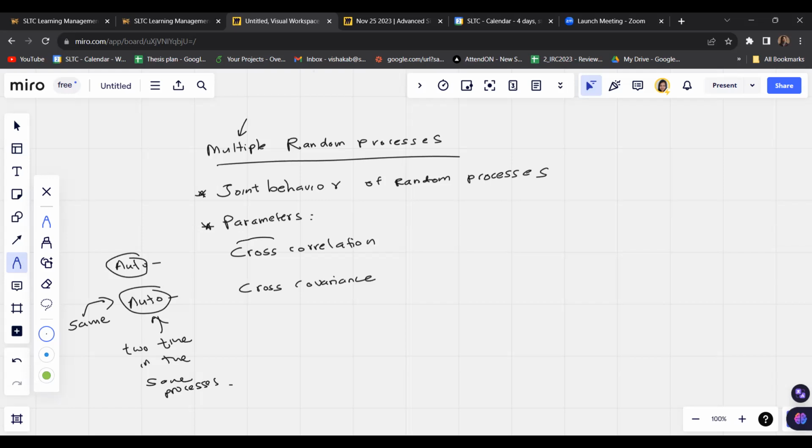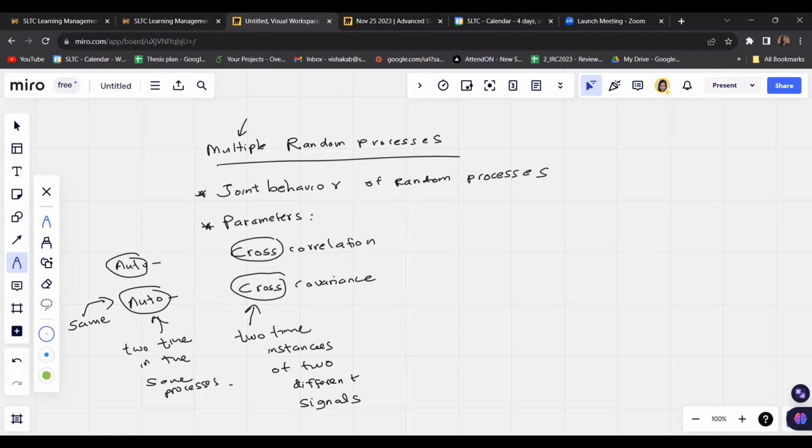If we are considering cross correlation and cross covariance, that means we are going to consider two time instances of two different random processes or two different signals, right? Two time instances of two different signals or processes, we can say, right? Signals.